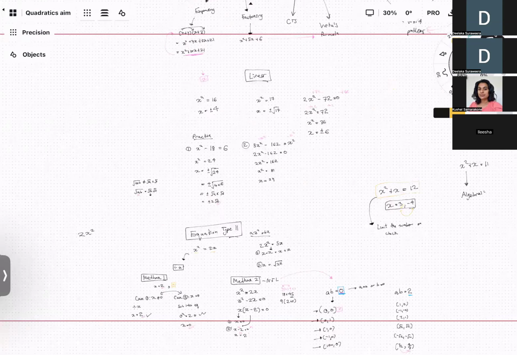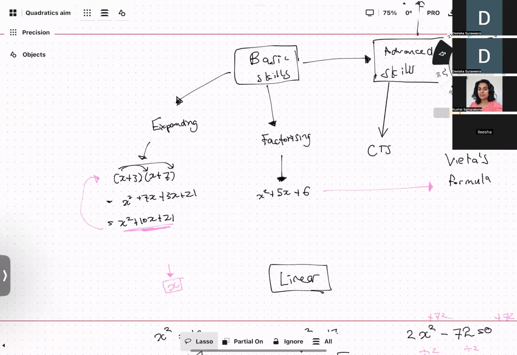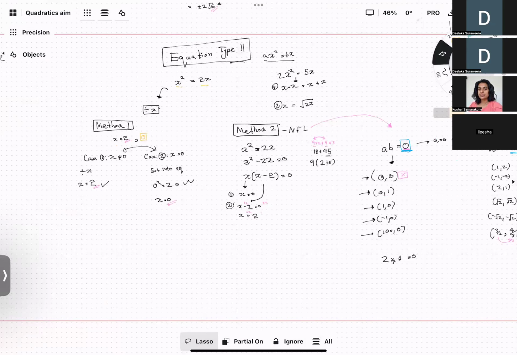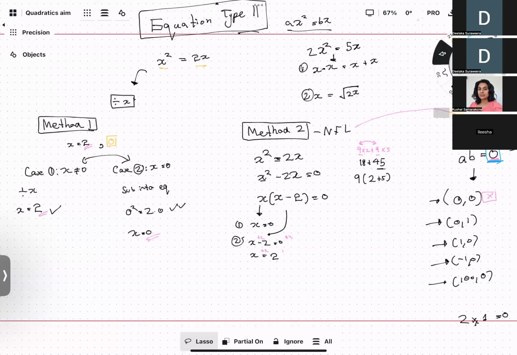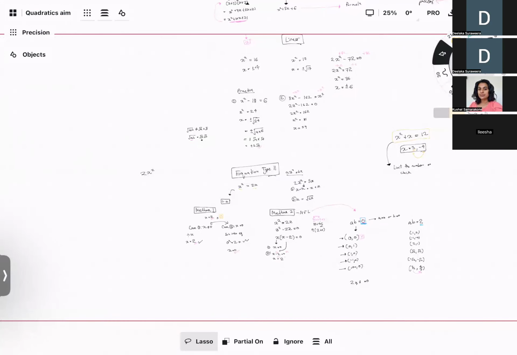And that's why I said factorizing is not really a basic skill, although it is basic in the realm of quadratics. But anyway, we'll get to that. I think after the break we'll finish this in 5-10 minutes. Then we'll do a bit of time on expanding and introducing factorizing.